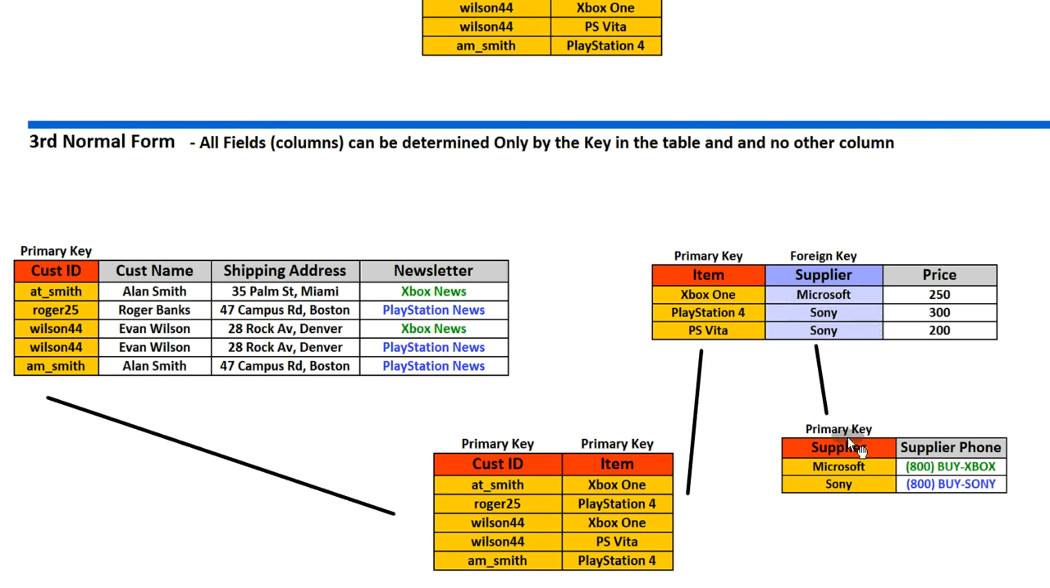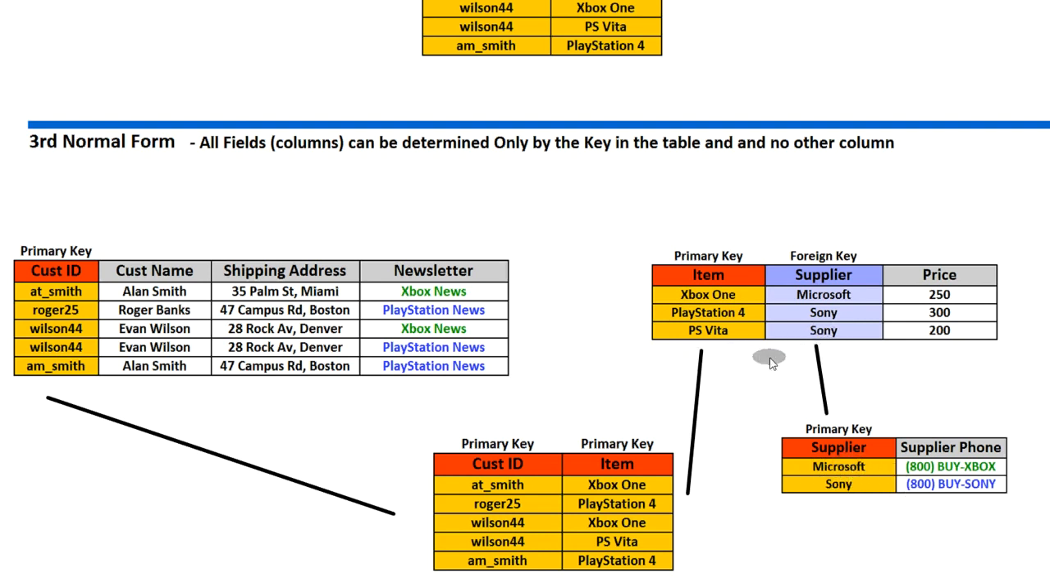So now if I need to change the phone number for either one of these, I can do it in one place, and there's no redundancy. And obviously the supplier is now its own primary key in its own table and is a foreign key in the item table. And the foreign key simply means that in here you can only enter values that appear here. If it's not in this table, you cannot put it in here.